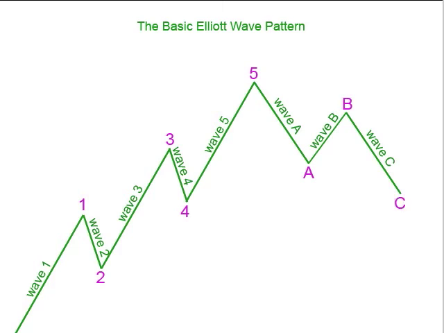Waves 1 through to 5, our basic impulsive pattern, all together make up 1 step forward. Our corrective structure A, B, C, all together make up wave 2, a step back. This diagram is for a bull market. It works equally as well in a bear market. We just flip it around and have 5 waves down, 3 waves up for a bear market.